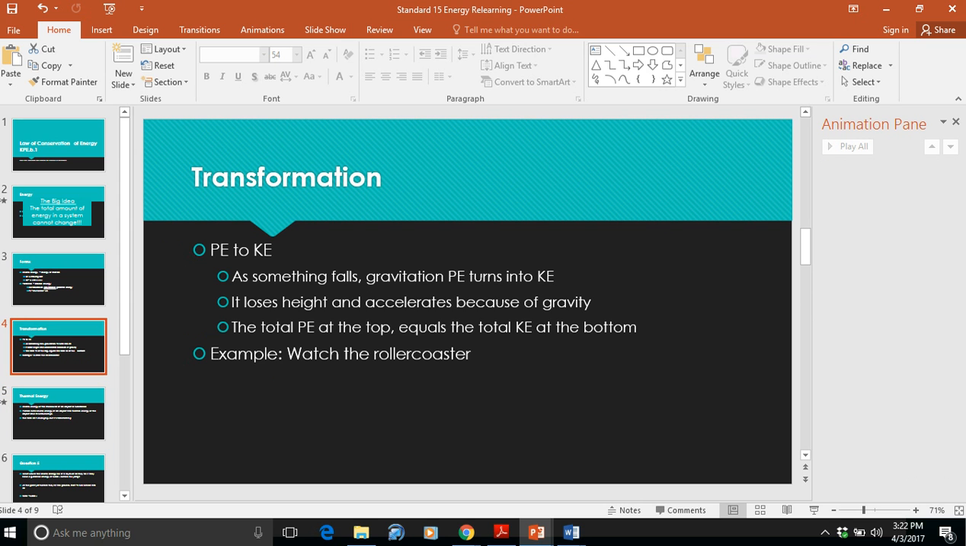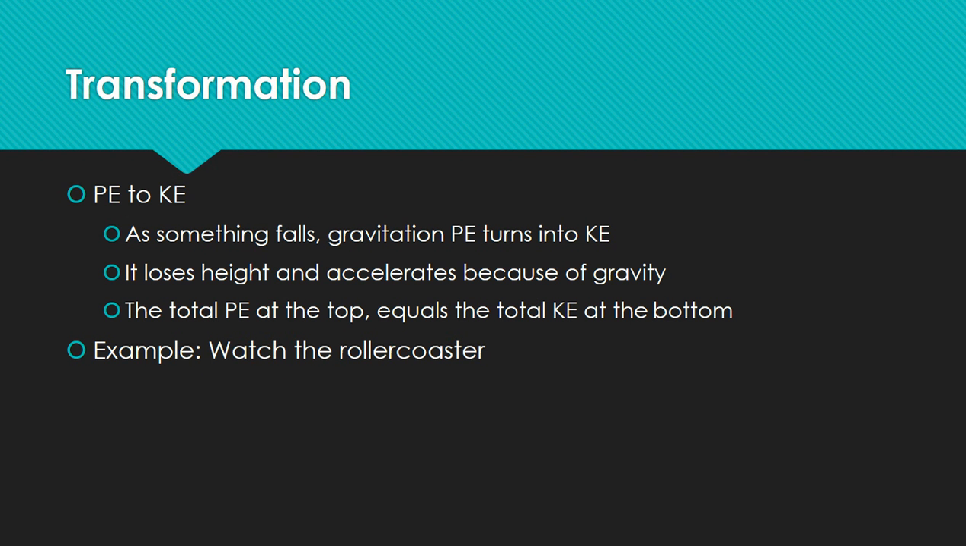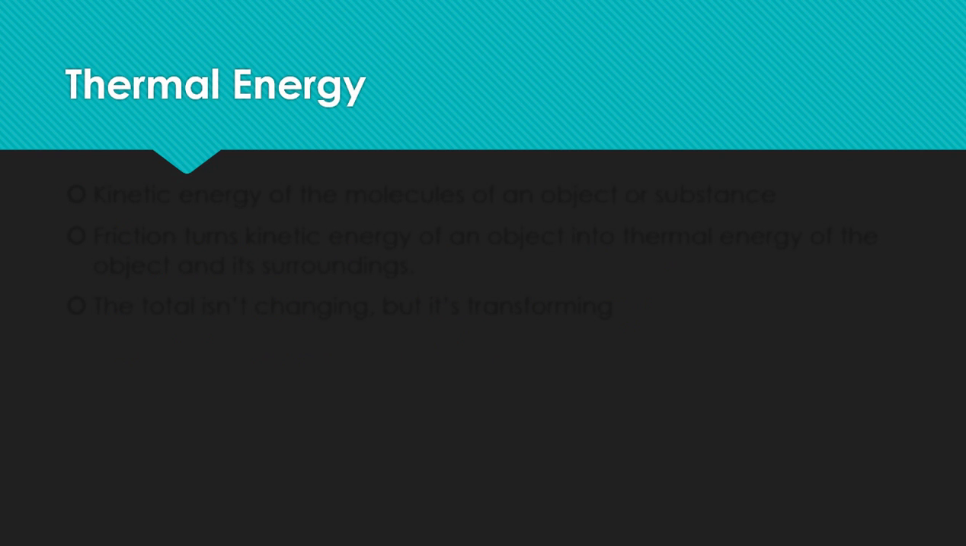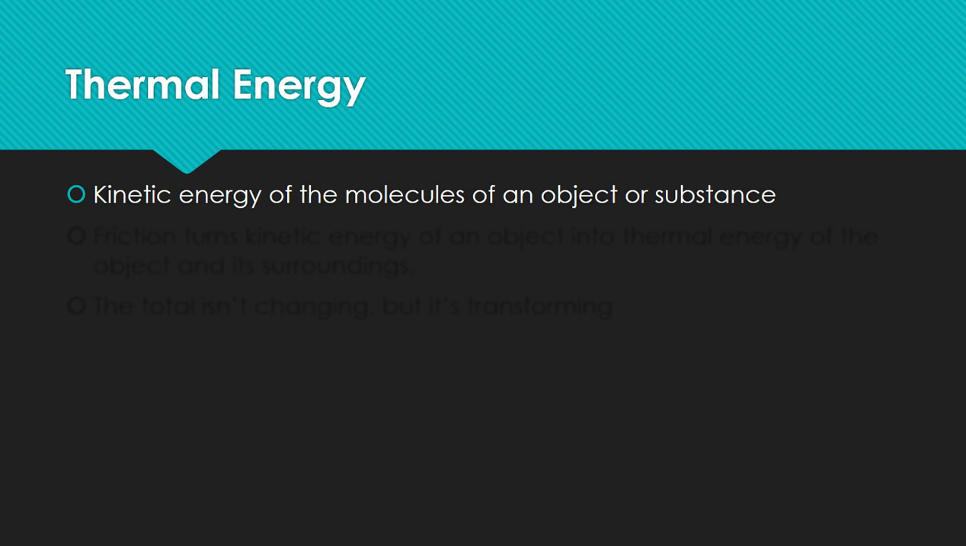Let's flip back here. For thermal energy, remember that this is the kinetic energy of the molecules. It's the kinetic energy of the molecules of an object or substance. So in our roller coaster example, if we'd been thinking about thermal energy, it would have been the energy of the track and the wheels of the roller coaster.